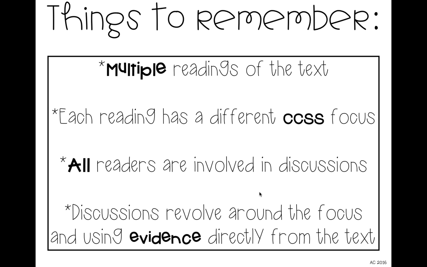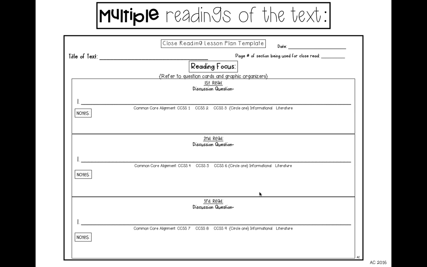And that also relates to the last part there. The discussions revolving around the focus should be directly related to evidence from the text. So this way, when kids are answering questions, they're not talking about something that happened to them once. It's really about, okay, what happened in the story? So I'm going to break those down.